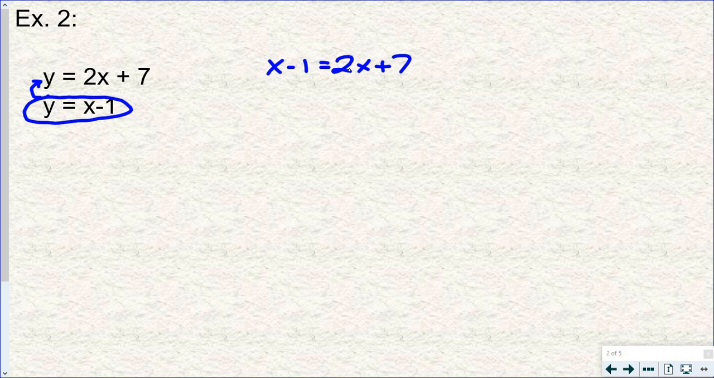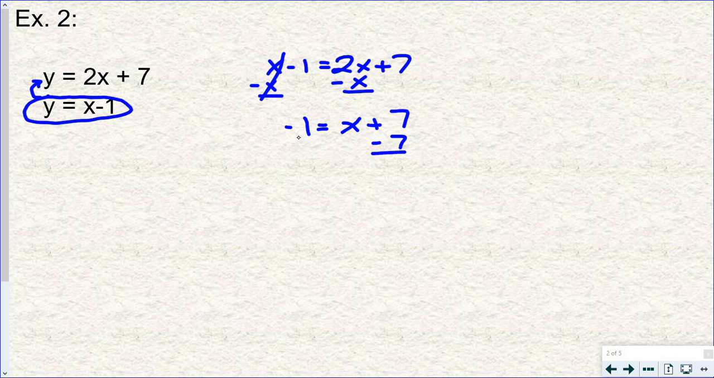We've got variables on both sides, so we need to get the variables on the same side. Remember, you can either subtract x from both sides or subtract 2x from both sides. I'm going to subtract x from both sides because that leaves me with a positive coefficient on the x. This minus sign doesn't go away. A lot of students miss that. So this becomes negative 1. 2x minus 1x is just 1x, or x, plus 7.